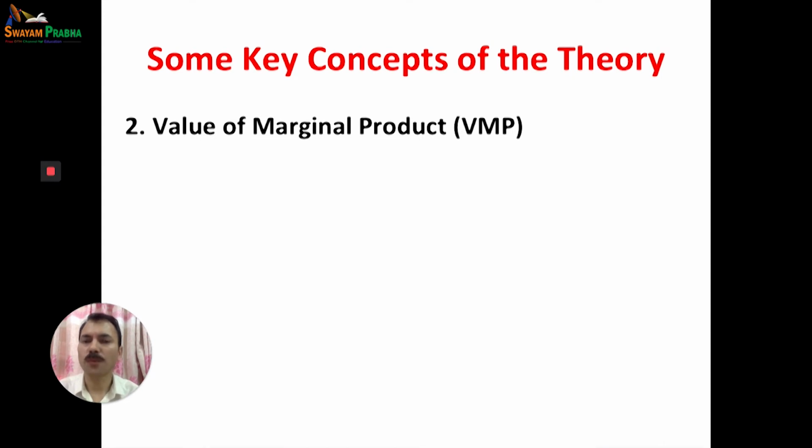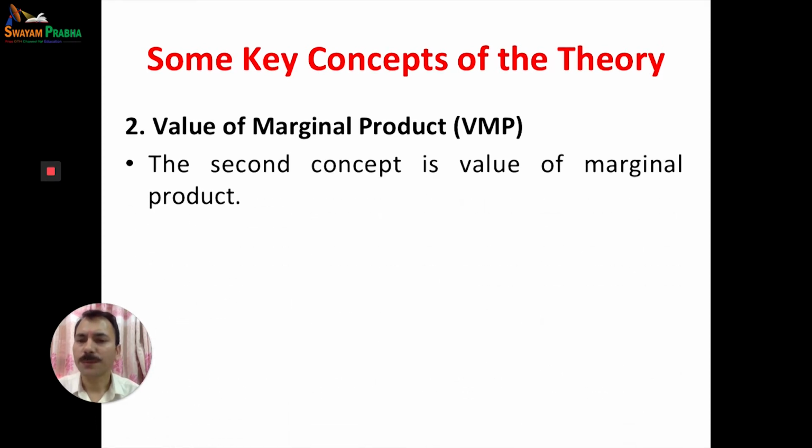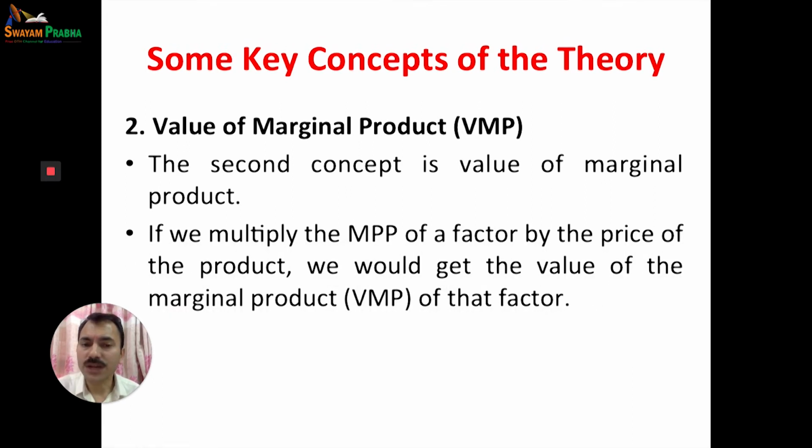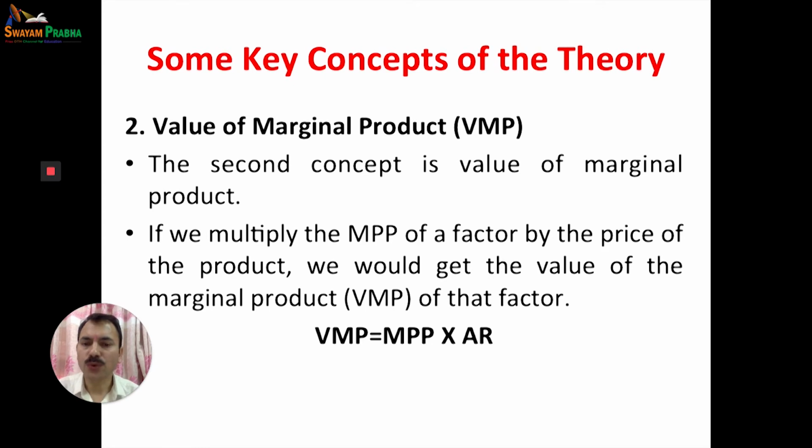Second is the value of marginal product, VMP, which is a key concept of the theory of marginal productivity. If we multiply the marginal physical product, MPP, of the factor by the price of the product, we get the value of marginal product. VMP, the value of marginal product, is equal to MPP, marginal physical product, multiplied by AR, its price.